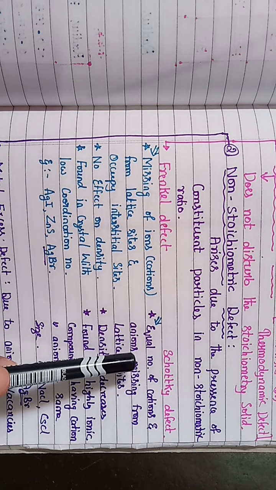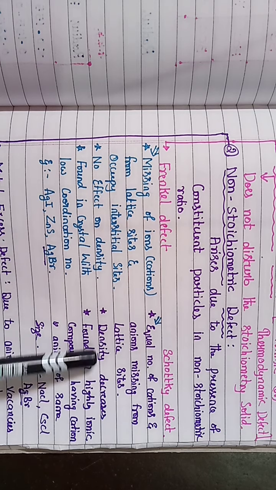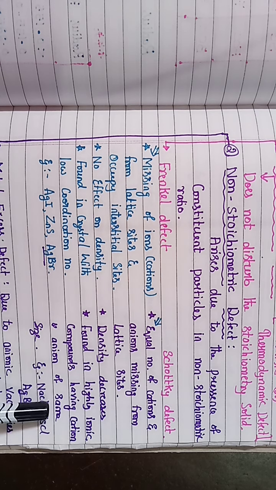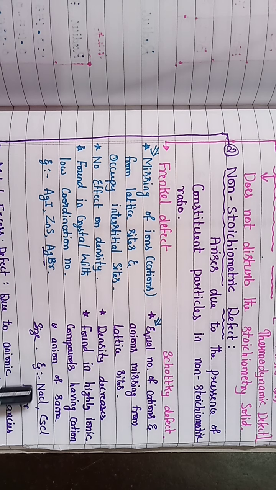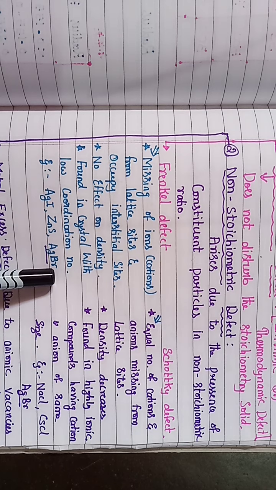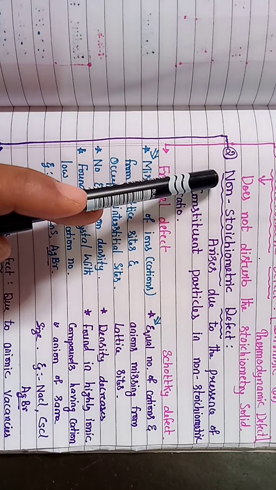Whereas in Schottky defect, equal numbers of cations and anions are missing from the lattice sites. Because of that, the density is going to decrease. This type of Schottky defect is found in compounds having cations and anions of similar size. For example, NaCl, cesium chloride, and remember AgBr is a solid that shows both types of defects, Schottky as well as Frenkel. The second type of defect is non-stoichiometric defect.